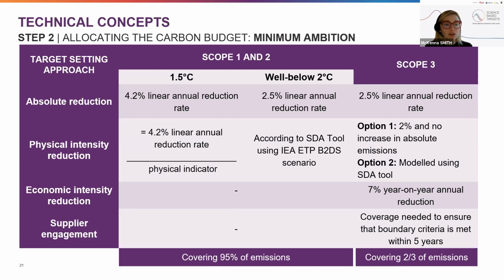But for supplier engagement targets, the coverage needs to ensure that the boundary criteria is met within 5 years. What we mean by this is that for all other targets, you have to meet your target between 5 and 10 years. With supplier engagement targets, you have to fulfill that target at a maximum of 5 years. This is the only target setting method that is different from that 5 to 10 year target span.